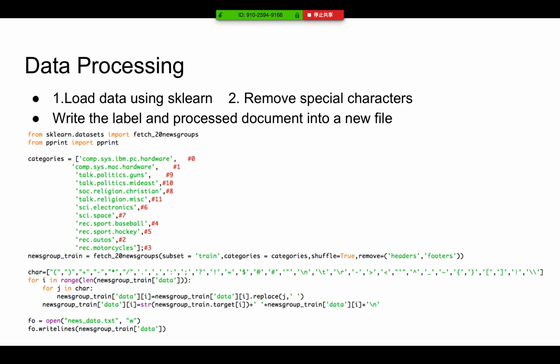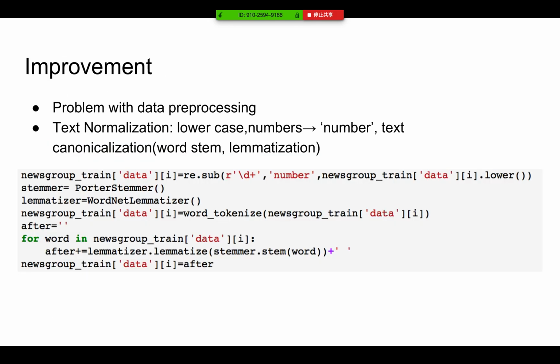And sklearn helps to give labels and remove headers and footers, leaving us the main body part. Since we want to use the frequency of words as features to do the naive Bayes classification, we remove the special characters and write all processed documents and their labels accordingly into a new file for later use. However, the result is not satisfying.